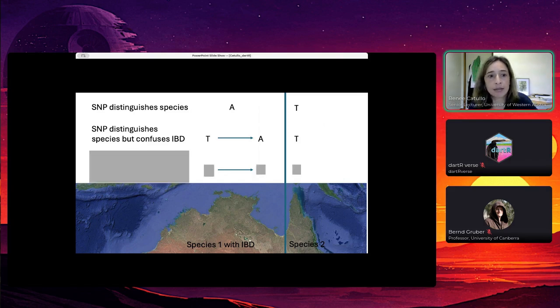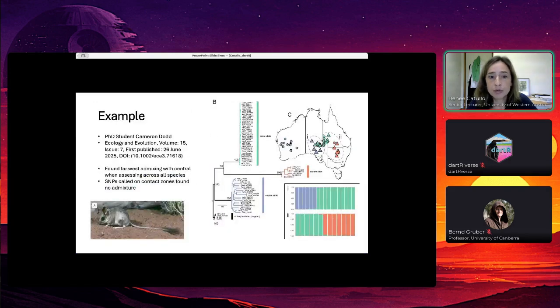Those are missing from our data set. And so what Cam then did was call SNPs on our contact zones between the 3 species and was able to show that there's no admixture in these zones. Back this up by lots of morphology and other things like that. But it's an example of one where we really were going, well, that's weird.